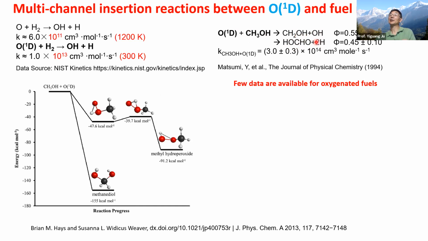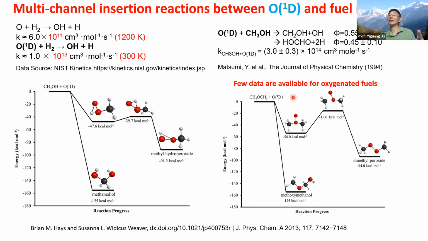So how do we determine the reaction pathway? O1D reaction with fuel is a multi-channel insertion reaction. That means O atoms not only attract H atoms like in combustion, but they can insert. You can see this is an O atom, and it can insert into the CH bond between the C and H, making the reaction channel more complicated. But very few data are available. If you can measure this O1D reaction with fuel, you can publish a paper very quickly.